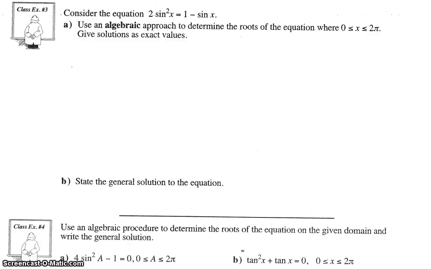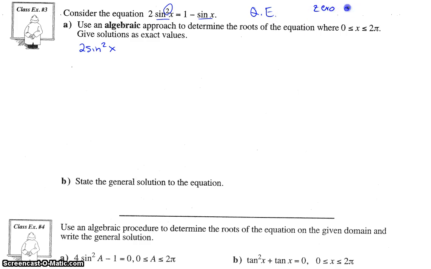Example number 3, we're looking at basically that same equation we just found the roots for graphically, but now we're doing it algebraically. A little bit trickier, but we know what we should be getting. Let's write this equation down. Notice we have a sine squared, and we also have another term that has sine x. So this is a quadratic equation. We're going to bring everything to one side. If it's a quadratic equation, you want 0 on one side.